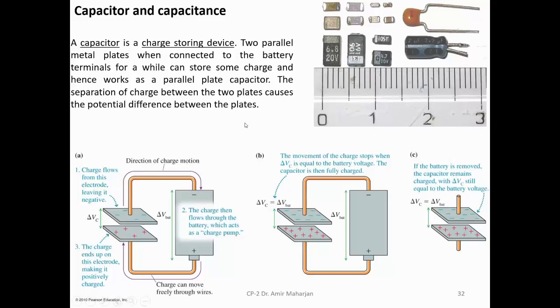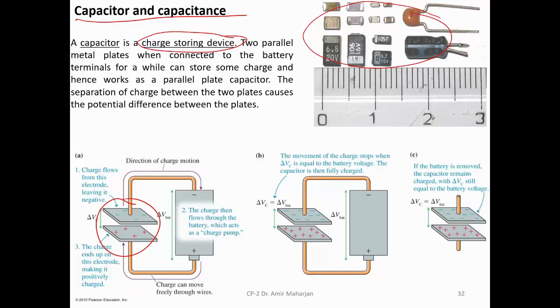So as a final topic, we're going to do the capacitor and its capacitance. A capacitor is a tiny electric charge storing device. Basically it's two parallel conductors like this, right? And these are all examples of capacitors. You will see that in many modern circuits, any circuit consists of these. Basically, it's made from two conducting plates, separated by some distance.